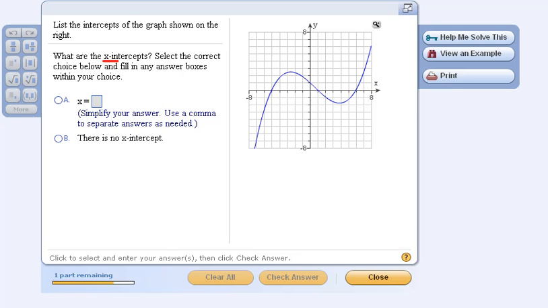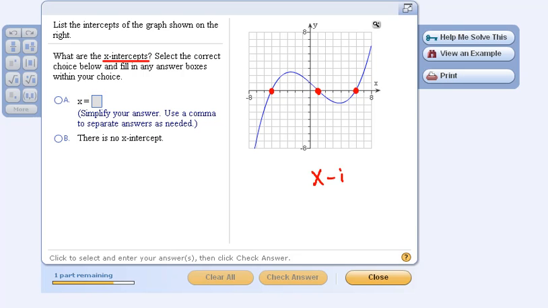Okay, so they're asking us here for the x-intercepts. So we need to think about what that means. An x-intercept is where the graph crosses the x-axis. So looking at our graph here, it looks like we have an x-intercept right here, we have another one right here, and we have another one right here. So that's what we're looking for when we talk about x-intercepts.